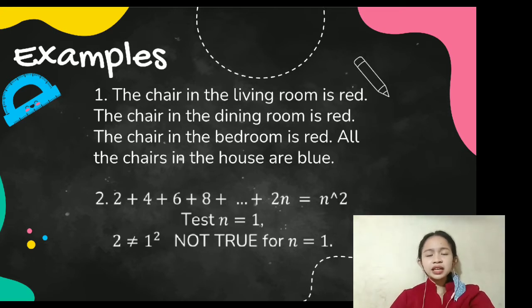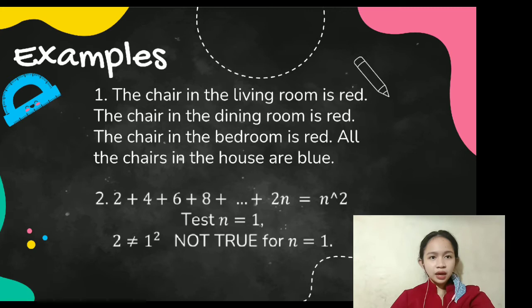The chair in the dining room is red. The chair in the bedroom is red. All the chairs in the house are blue. As you can see, the statement is untruthful because the details don't support the conjecture.